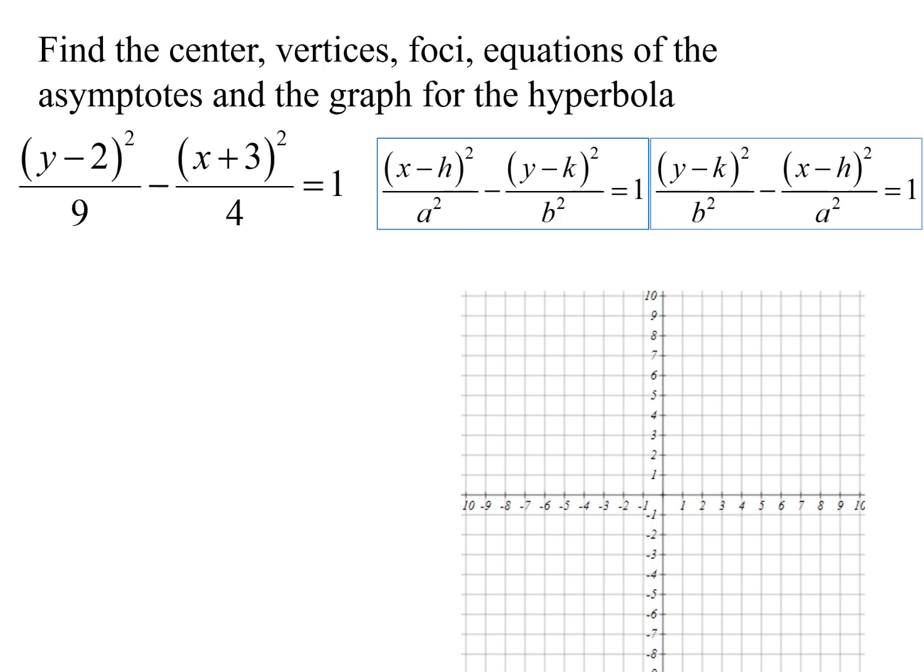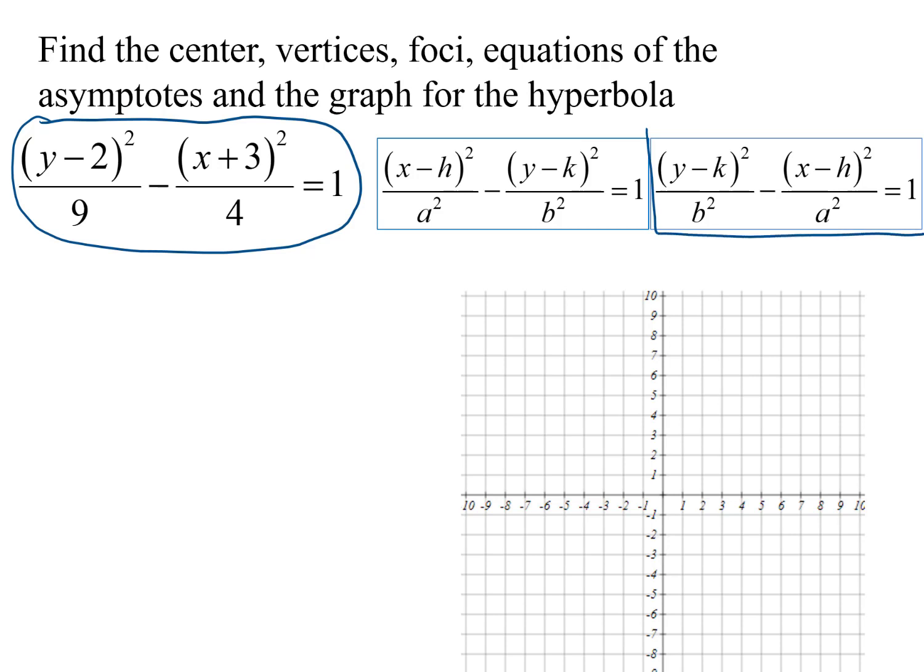We want to find the center, vertices, foci, equations of asymptotes, and graph this hyperbola that's given. As we look at the equation of the hyperbola, we see that the y squared term is positive and it's first. So the version we need of the formula is the second one. And we can find the center. It will be at (h, k).